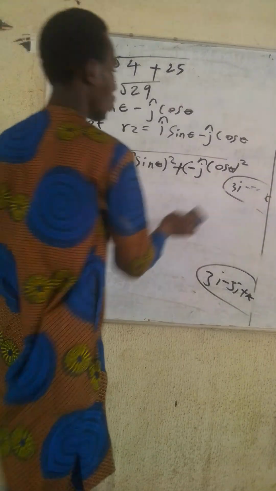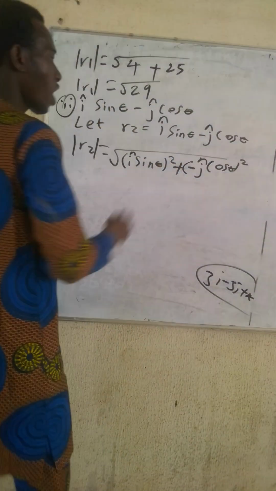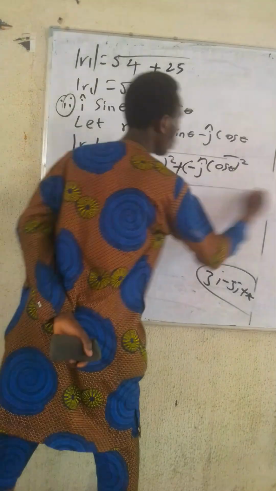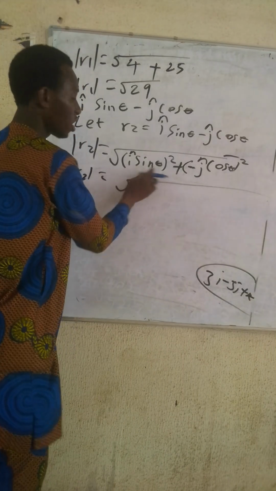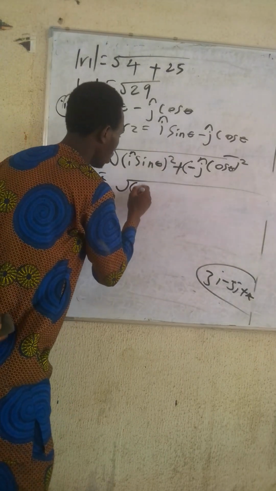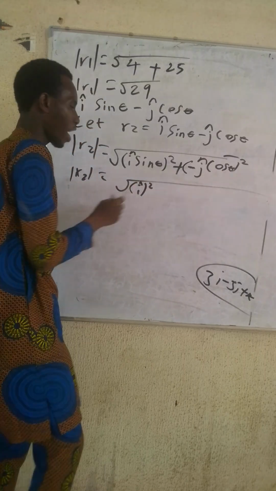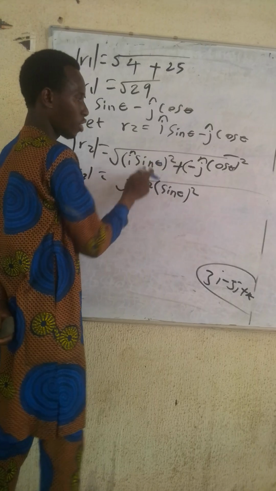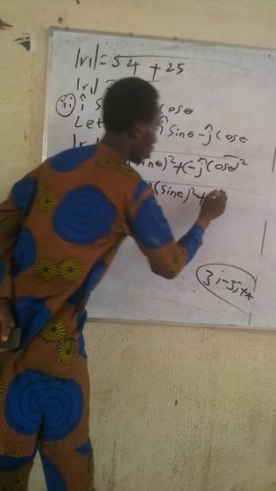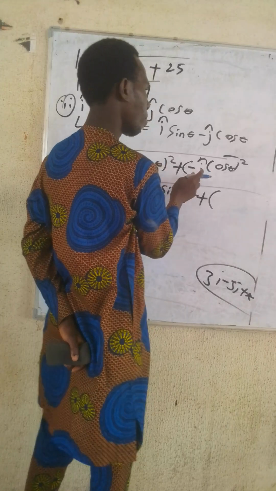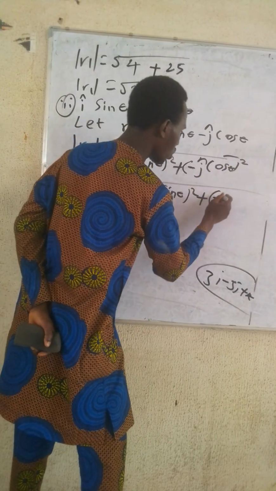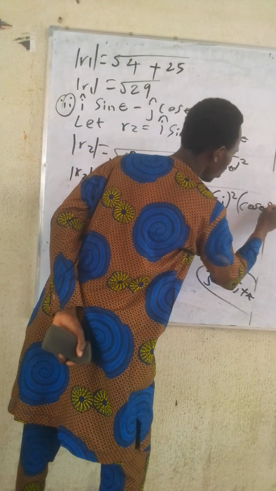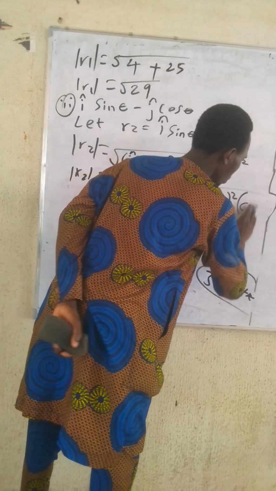So let's go right ahead to solve this question. What do we have next? The modulus of R2 equals, now the interpretation of this means vector i squared sine theta squared, because this square is for both of them. Then we separate it by plus. We have minus j squared cos theta squared. Are you getting me now?